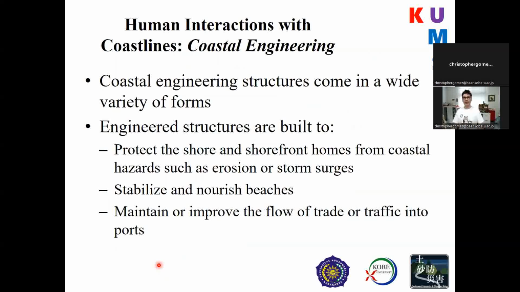And finally, the last element that really comes into play is human interaction on the coast and coastal engineering, the structures that are built on the coast. They are usually sold as a way to maintain or improve the flow and trade traffic of ports, but most of the time they actually have a lot of negative impact on the processes that occur on the coast.